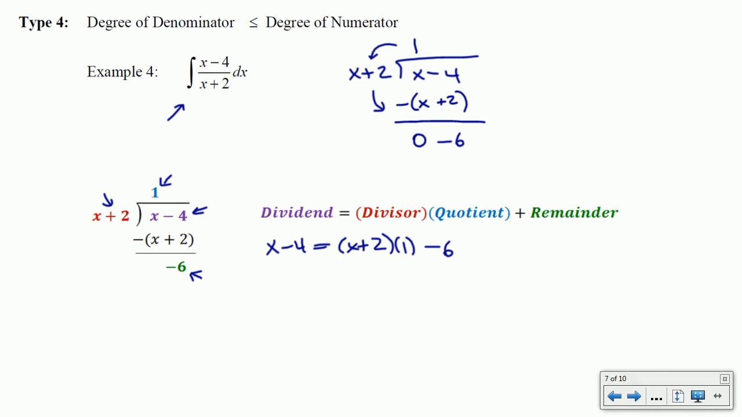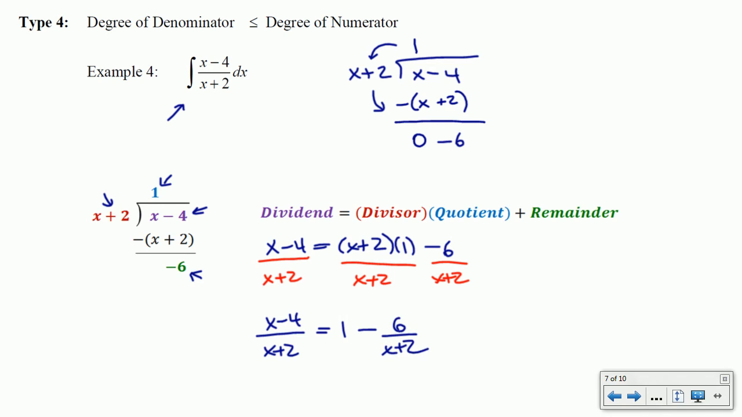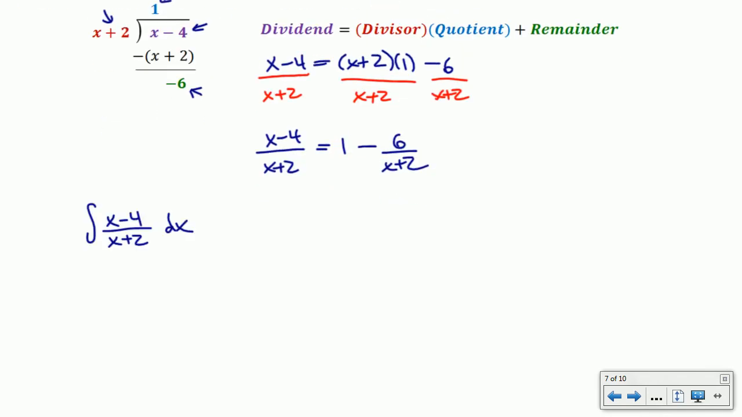If we want to come up with an expression for (x minus 4) divided by (x plus 2), we just need to divide both sides of this equation by x plus 2. That gives us (x minus 4) divided by (x plus 2) equals 1 minus 6 over (x plus 2). And our original integral becomes a lot simpler in this form. So the original integral is equivalent to the following expression.